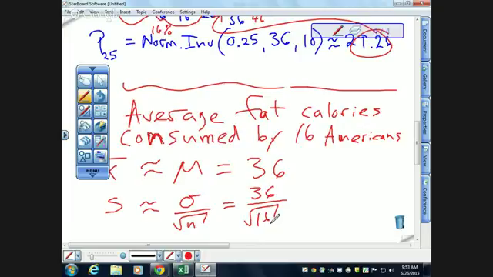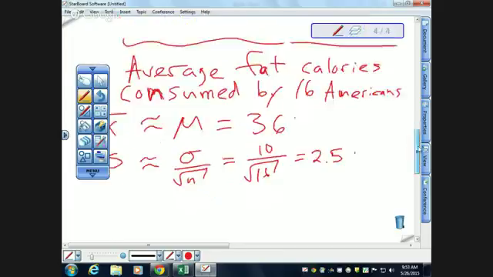Wait, no, not 36. 10. 10, thank you, yeah. This is population standard deviation, 10, divided by square root of 16. So the square root of 16 is 4. You cut 10 in half, you get 5. If you cut 5 in half, you get 2.5. So this is equal to 2.5. So in order to do a calculation based on the average of 16 people, I have to use 36 as my mean and 2.5 as my standard deviation.